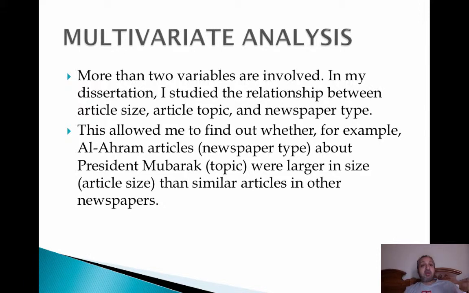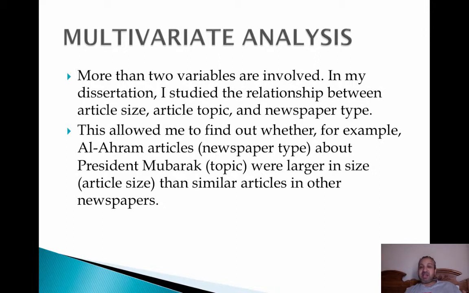So I was able to look at all three of these variables, and this allowed me, for example, to find out whether a government-owned newspaper in Egypt, like Al-Ahram, right, whether Al-Ahram articles that were about a very specific topic, like about the president, were larger in size, right? Why would I be interested in that? Because I wanted to find out which newspaper types devoted more attention to certain topics.